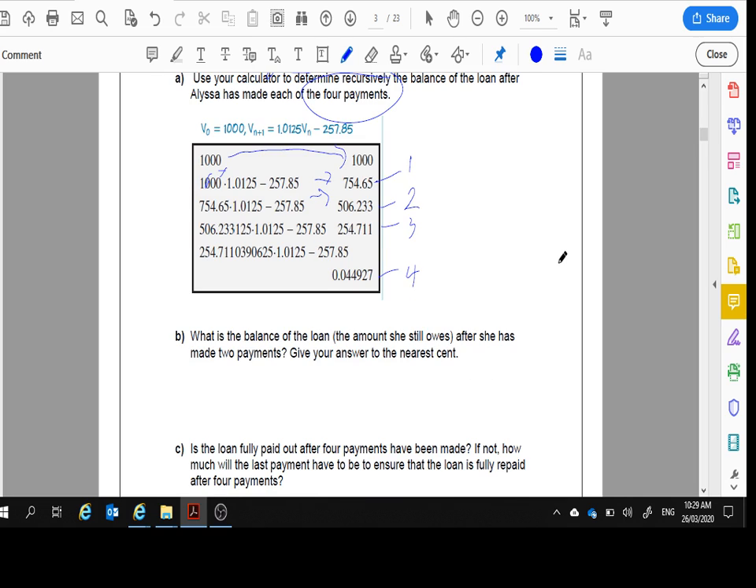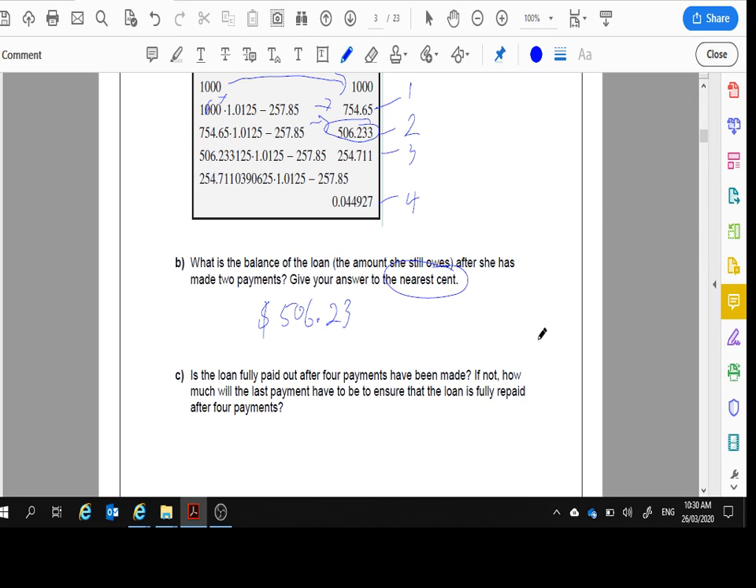Here's part B. What is the balance of the loan, the amount she still owes after she has made 2 payments? Well, after 2 payments, she still owes $506. Remember, this is dollars and cents, and it says to the nearest cent. So 0.23 is 23 cents. So that's how much she still owes after 2 payments.